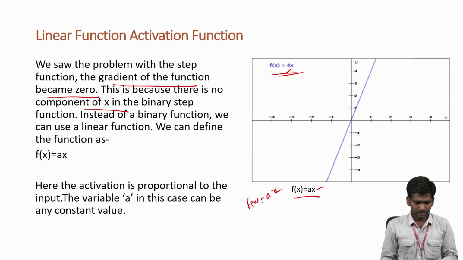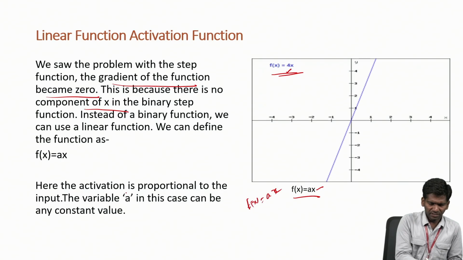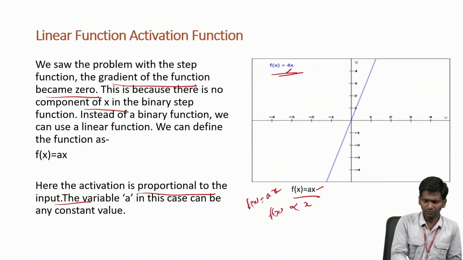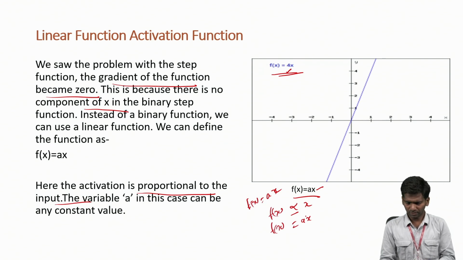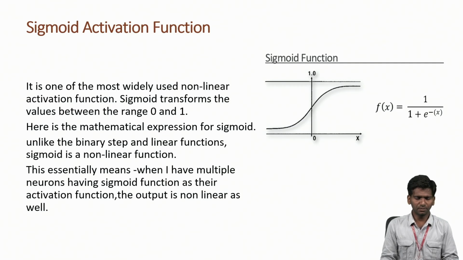Next, here the activation is proportional to the input. Here f of x is directly proportional to x. We are adding a constant, that is nothing but f of x is equal to ax. This is the linear activation function. Next, the sigmoid function. Sigmoid, softmax and tanh are the mostly used functions.